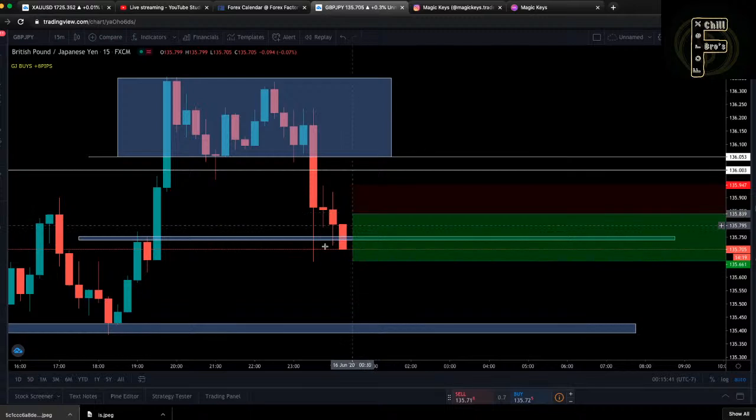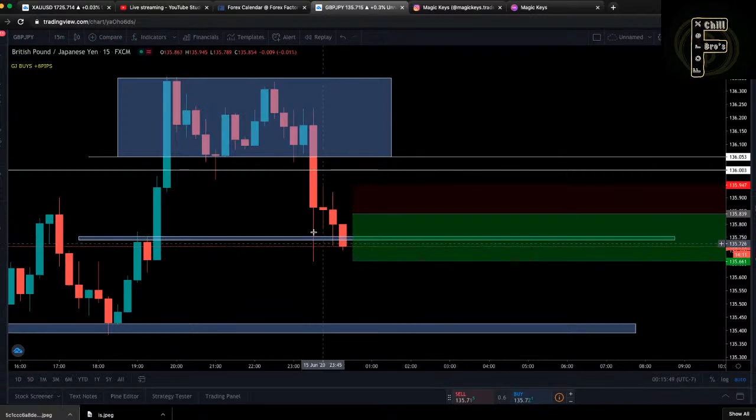Once price breaks this, what is it going to look for? It's going to look for the next support or next resistance. That's how price action works. Once it breaks major resistance or support, what is it going to look for? It's going to look for the next support or next resistance.